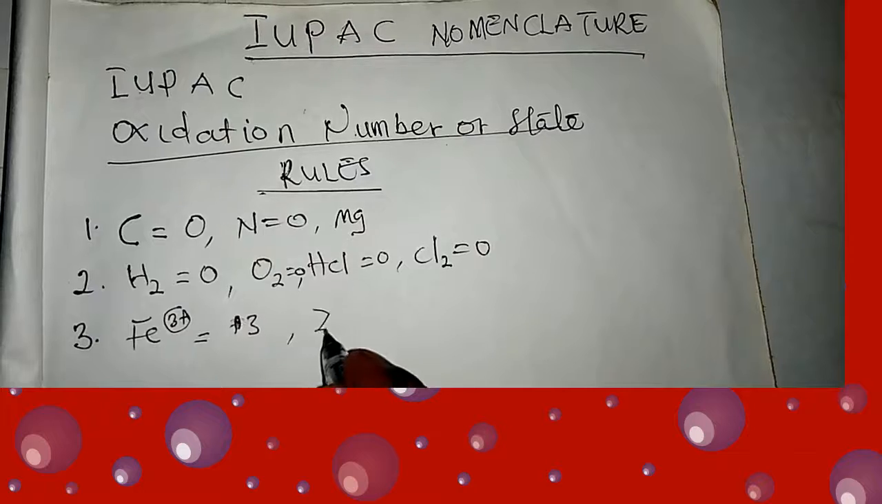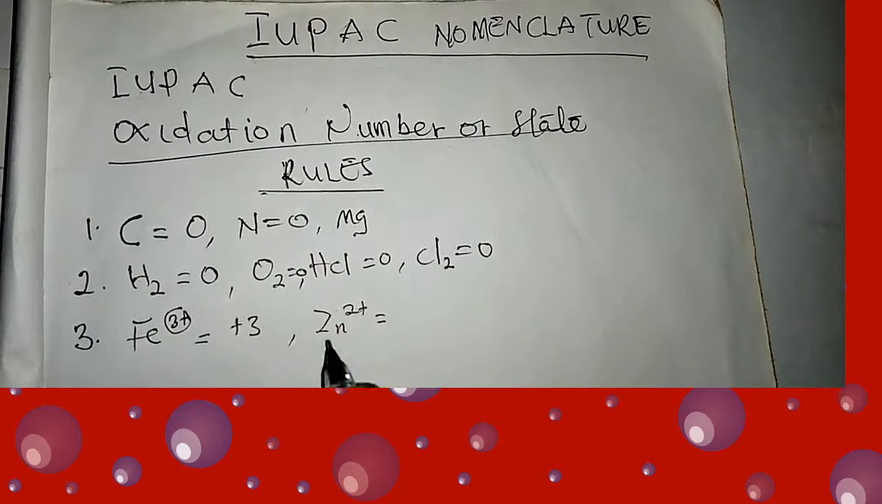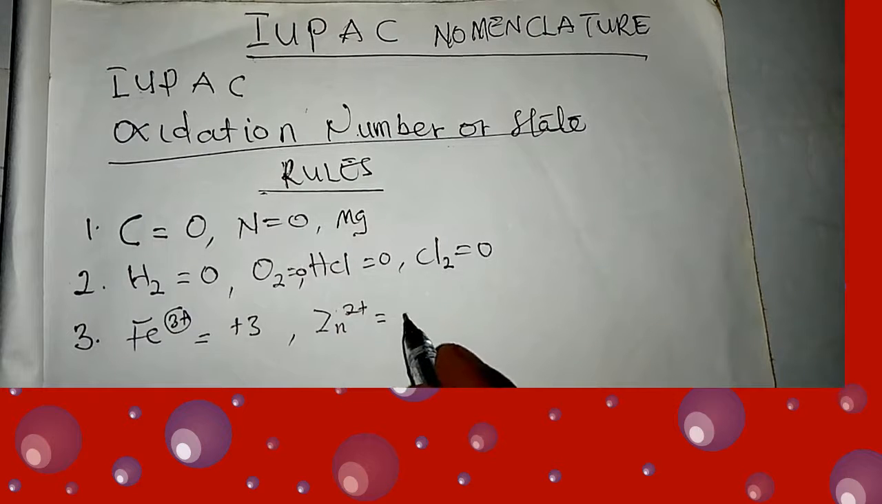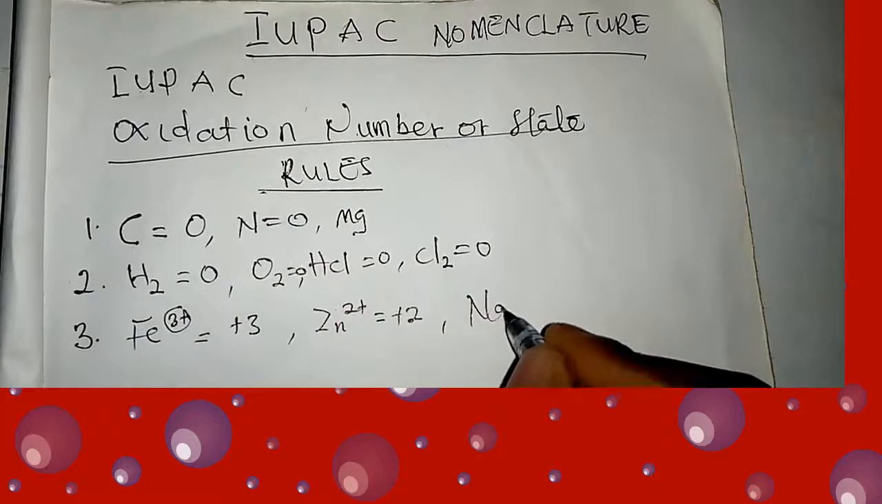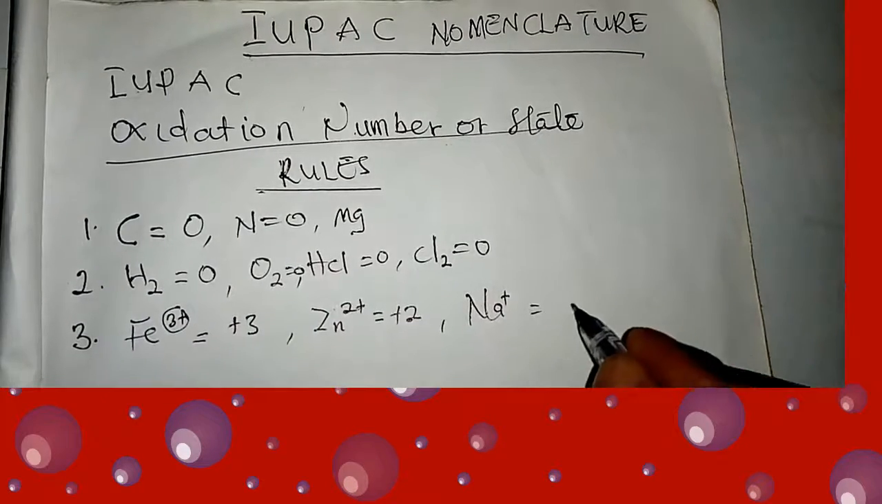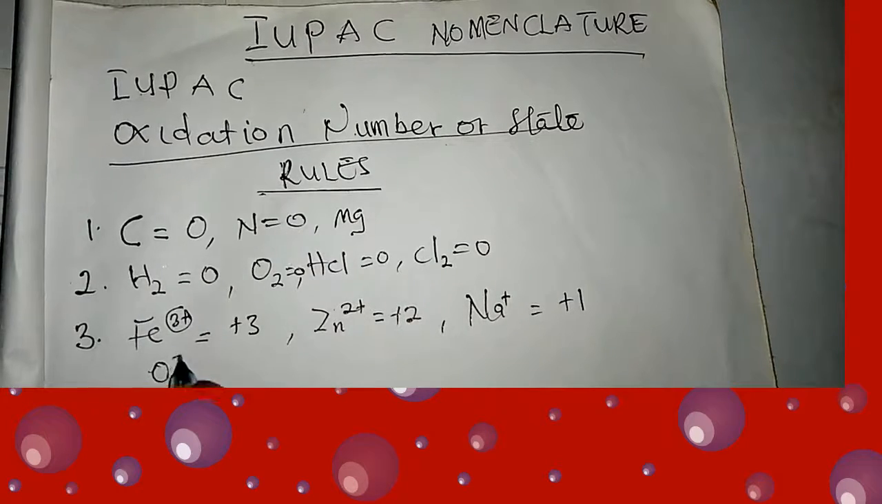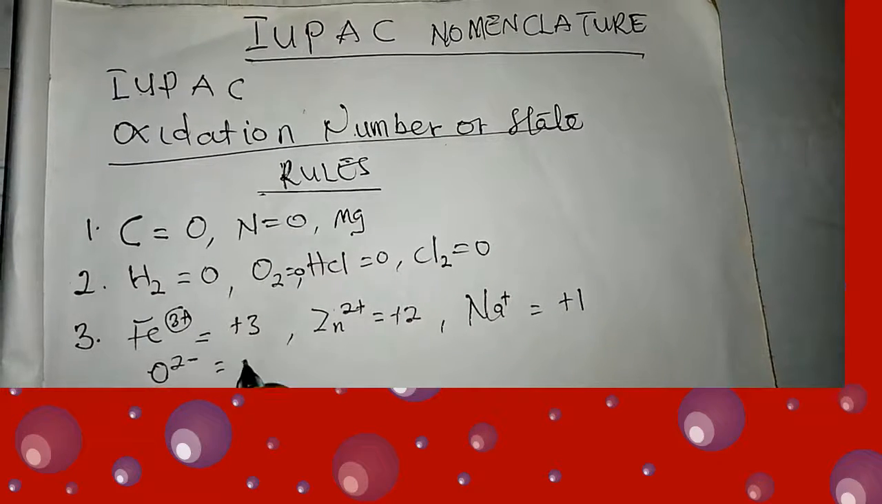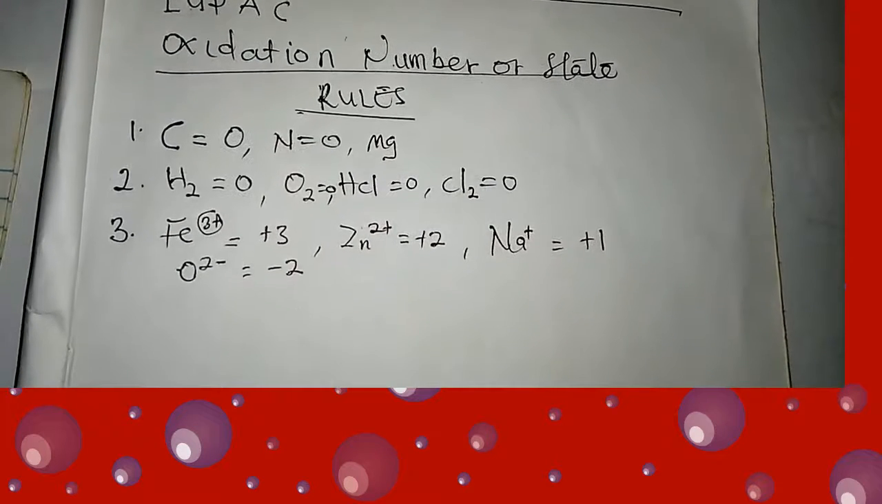Let's take zinc 2+. The oxidation state is equal to the charge carried by the ion. So the oxidation state is equal to +2. Let's take sodium, Na+, sodium ion. So the oxidation state is equal to +1. Okay, let's take oxygen. Oxygen 2-, the oxidation state is equal to -2. So that is the third rule.